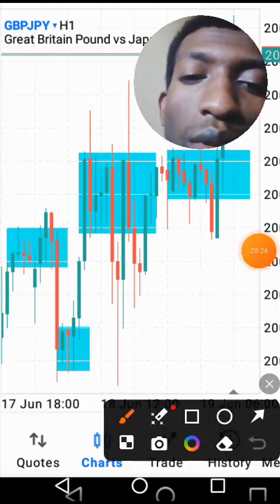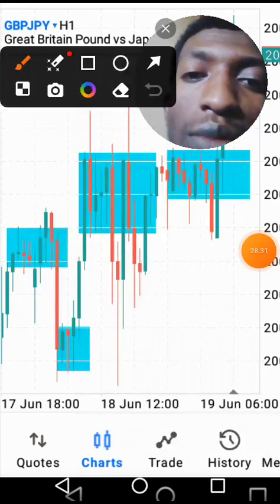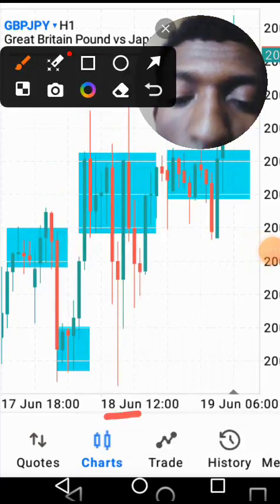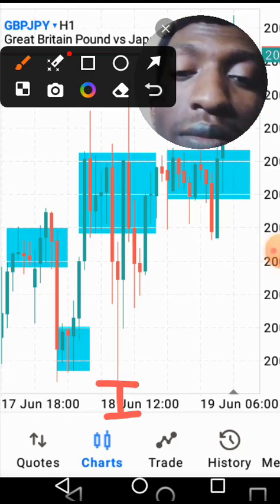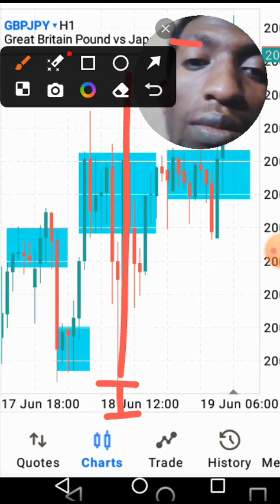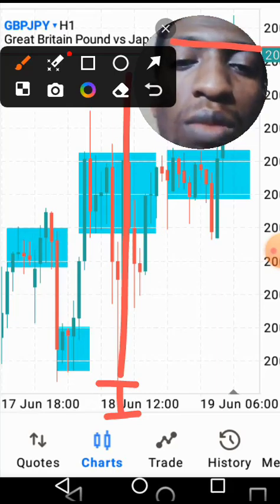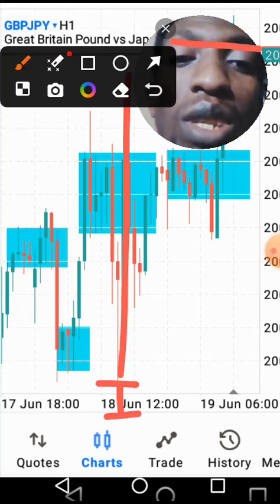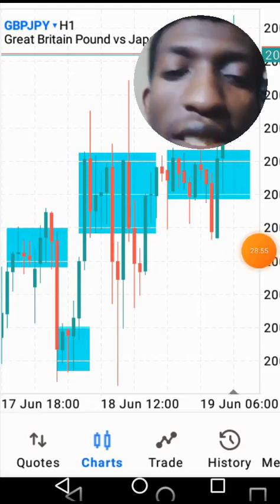Look, my stop loss, my entry. This is risk, this is the reward. That is 1 to 16 or something. Where the hell would you get this kind of thing? Nowhere. That is crazy.